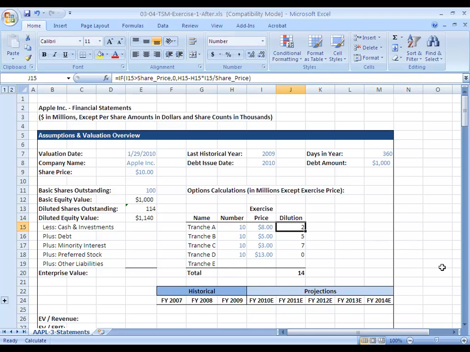Hopefully now you have a much better idea of how the Treasury stock method and options work in the context of valuation. Coming up next, we're going to be looking at another dilutive security, which is called a convertible bond. We'll see how it is similar and different to options and how we take that into account in valuation, and some of the key formulas and metrics surrounding convertible bonds.